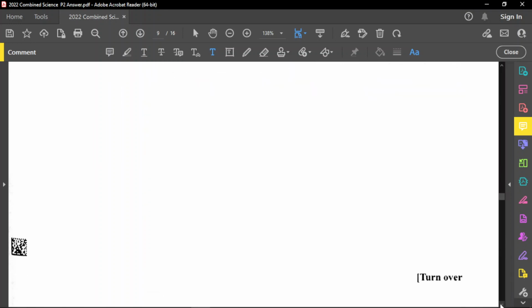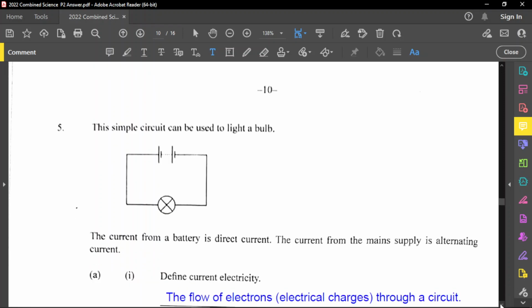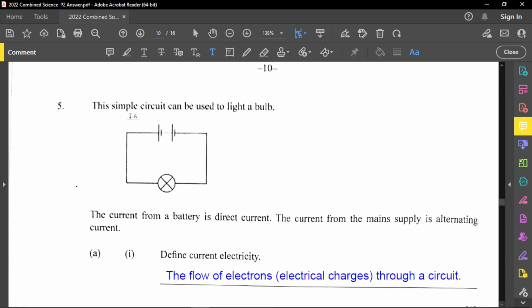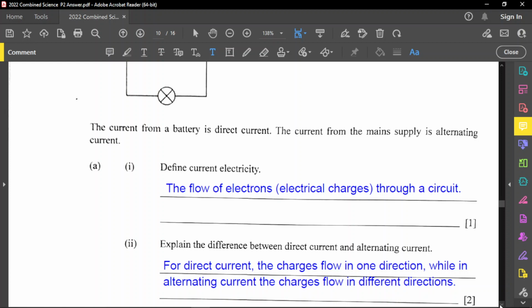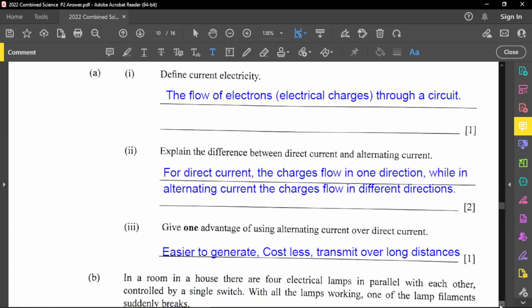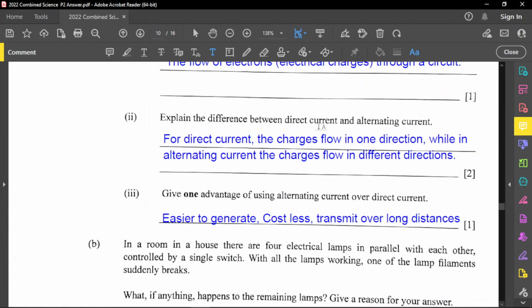Next question is question number 5. This one states that this simple circuit can be used to light a bulb. It said the current from a battery is direct current. The current from the main supply is alternating current. Define current electricity. Current electricity is simply the flow of electrons or electrical charges through a circuit. And it said explain the difference between direct and alternating current.